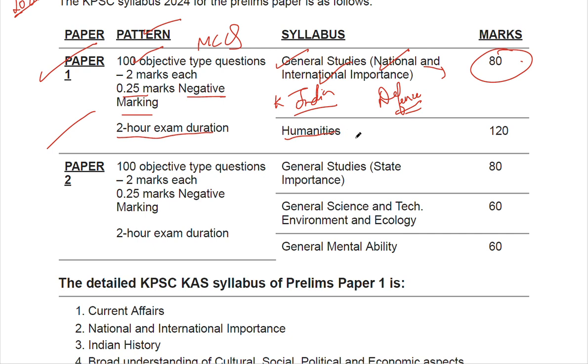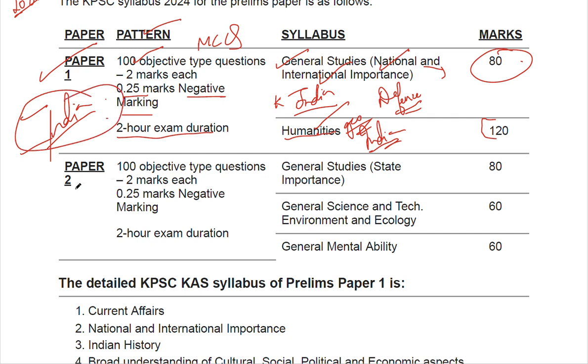Next, there is something called humanities. In humanities means what? Social sciences, like problems of our Indian society as well as Karnataka, mostly India. What are the problems of Indian society, geography, all those things come here. Humanities is going to be of 120 marks. So broadly, in paper 1 we are going to get questions on India, because it is important that an officer must know about his country, India.